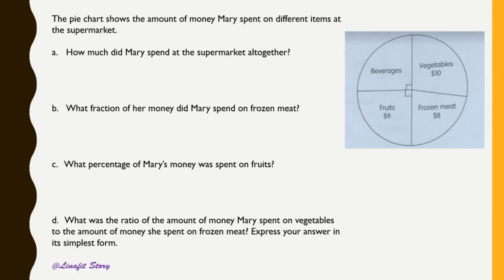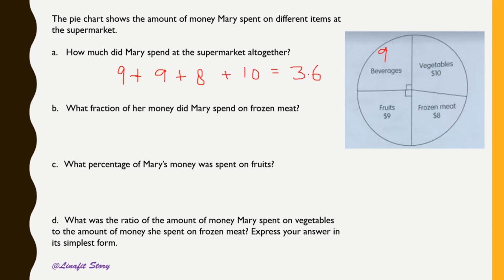The pie chart shows the amount of money Mary spent on different items at the supermarket. A. How much did Mary spend at the supermarket altogether? Take a look at the pie chart here. Mary spent $9 on fruits. She spent the same amount of money on beverages. So over here, to find the answer, A is $9 beverages plus fruits, $9 plus frozen meat, $8 plus the vegetables, $10. So the answer is $36.